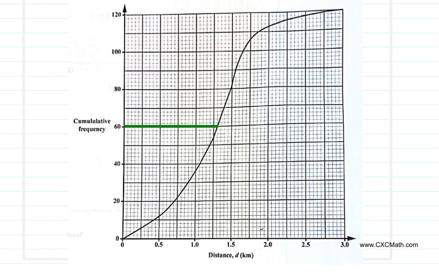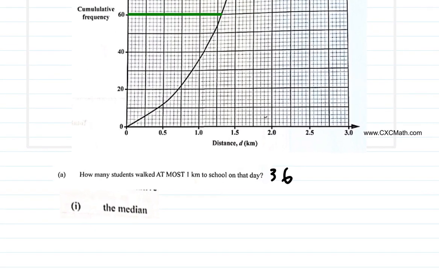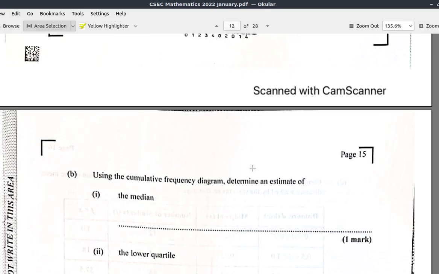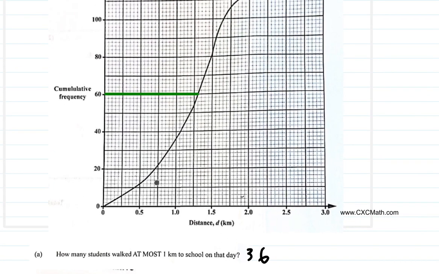The curve. Remember what it says. Determine an estimate of the median. That's the median distance. Even though they don't say distance there, it's the median distance. Not the median students, median distance.